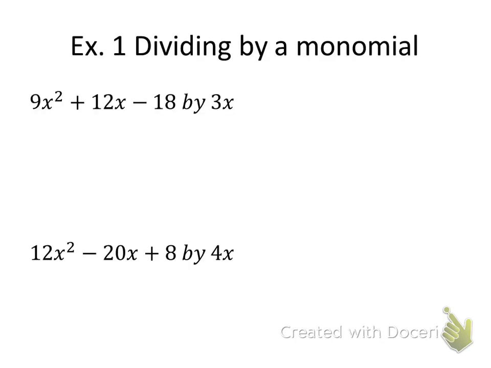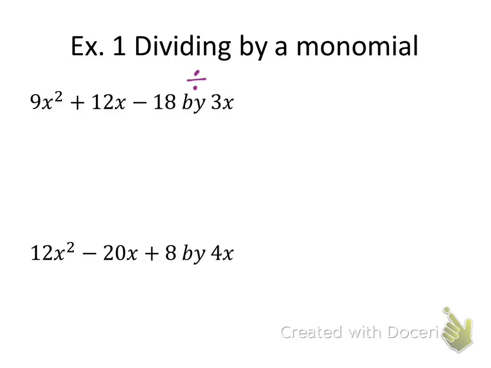So example 1, we're going to be learning how to divide by a monomial. A monomial is just one term, okay? And so I'm going to divide the expression that they have given me, 9x squared plus 12x minus 18, and I'm going to divide it by 3x. Now, when they put the word by, it's the same thing as if they put a division sign. So if on your homework or on something else you see 9x squared plus 12x minus 18 divided by 3x, then it's the same thing as the word by.